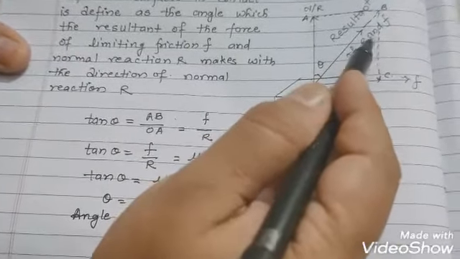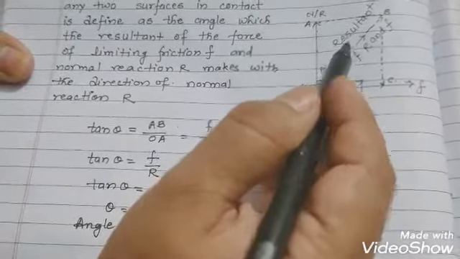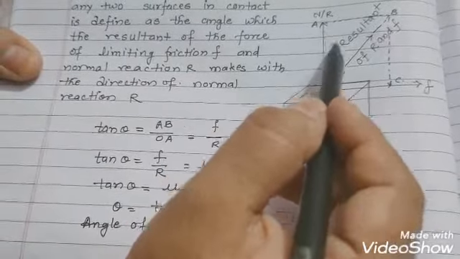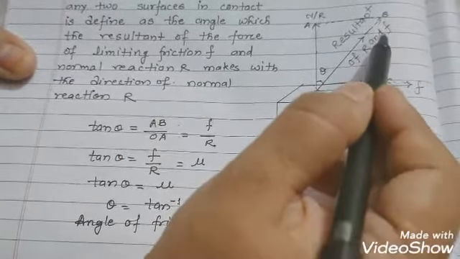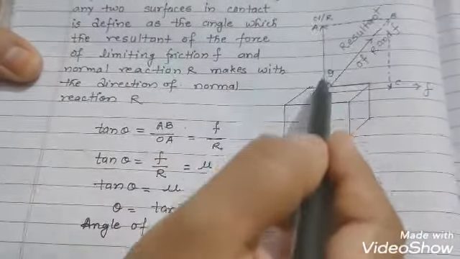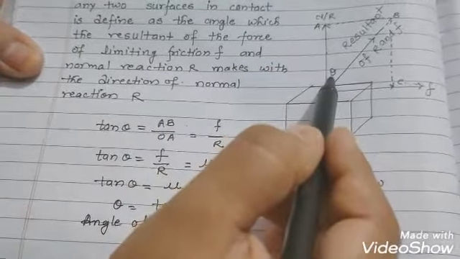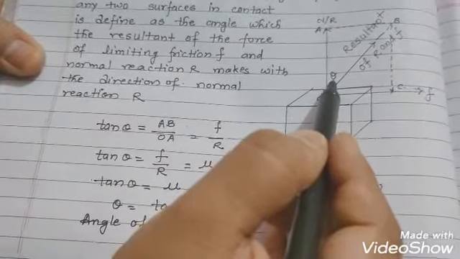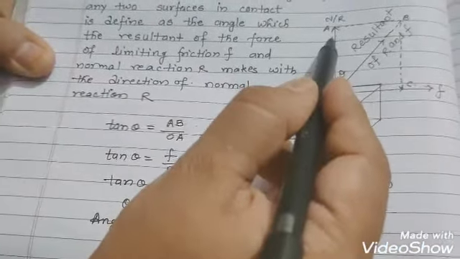Now, according to the definition of angle of friction, it is the angle between the resultant of R and F and the normal reaction. This side OB is the resultant of R and F, and it is making angle theta with the normal reaction, which is represented by the side OA. So this angle theta is called the angle of friction.